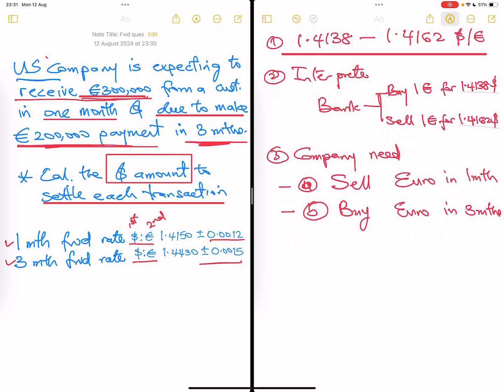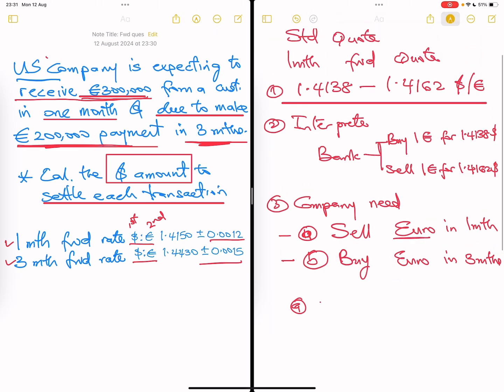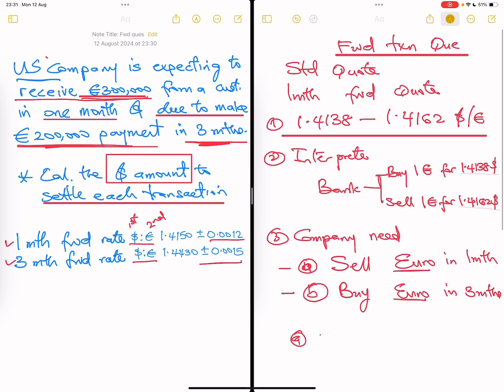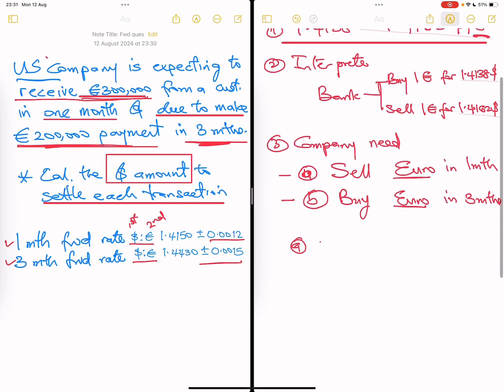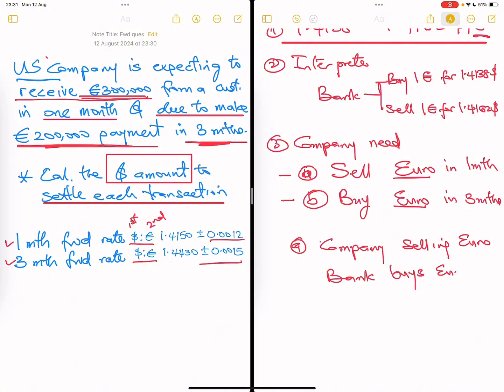Very good. So let's deal with the first scenario. Company wants to sell euro. So if the company is selling euro to the bank, luckily this time around, euro is now our second currency. So we are good. Company wants to sell euro, which means the bank will buy the euro from them.